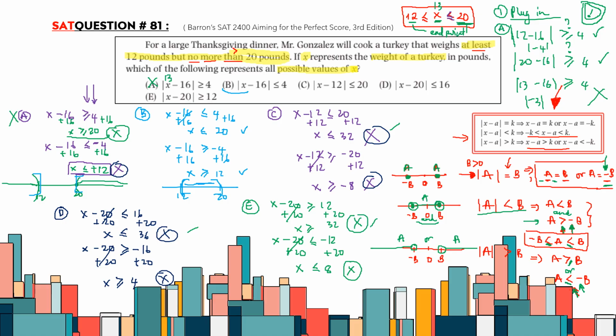And in a hurry, if this is the last question we have in the test and we see that B works, just choose it. And then if we still have time, we check everything else. But if we don't have time, just choose B and then move on.